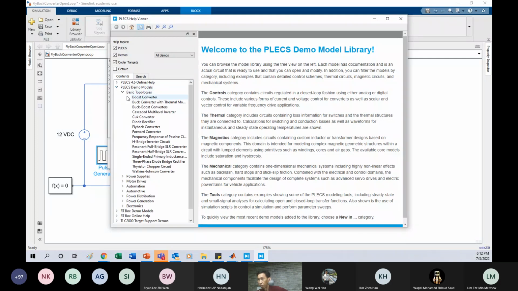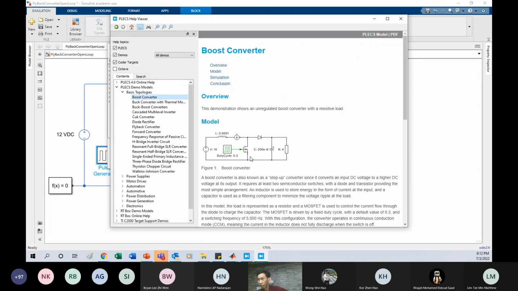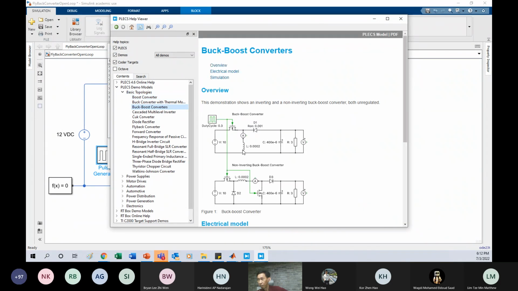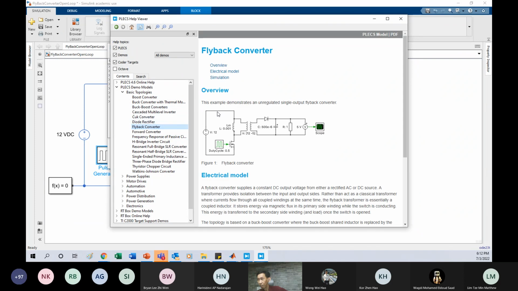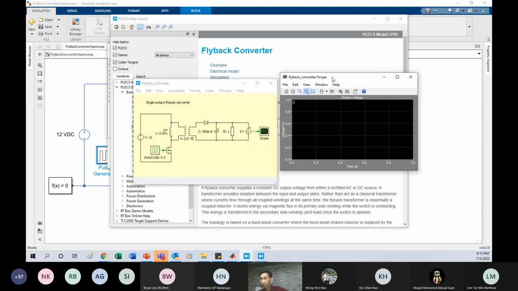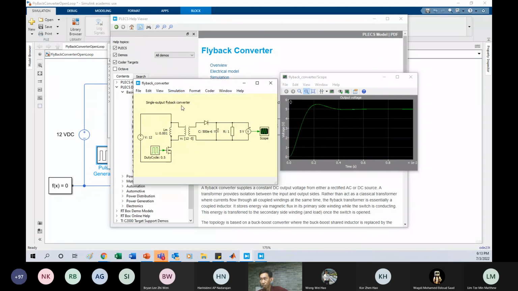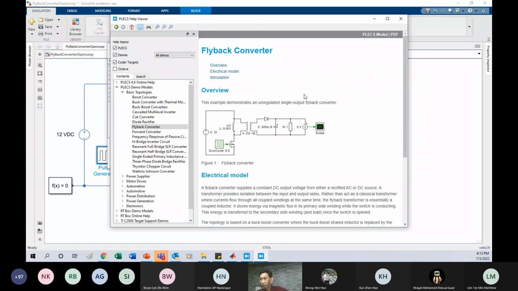See, basic topology, our boost converter, it's already here actually. Our buck-boost converter. See, our flyback converter is all here. The flyback is modeled the same way. And the good thing is you just click open model. Here we go, example circuit. Then you can play around with the flyback. And then you can run. See, super fast. So there are a lot of basic topologies for you to play around.